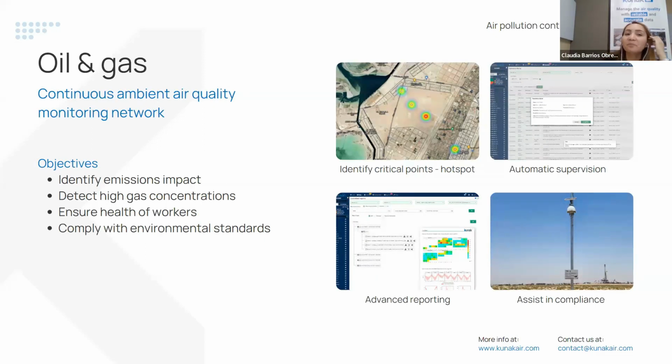In this slide, I'm sharing an oil and gas use case. An oil and gas company from the Middle East was planning to install a continuous ambient air quality monitoring network at the new production facility in order to identify emission impacts of its exploration activities, detect high concentrations affecting nearby areas, ensure the health and well-being of workers, and comply with environmental standards.